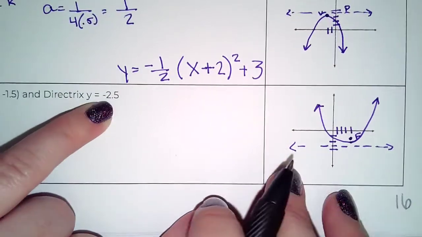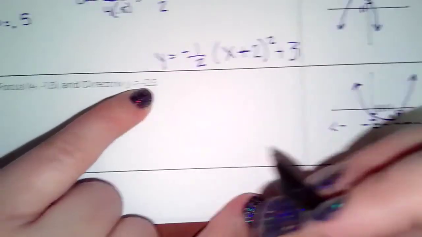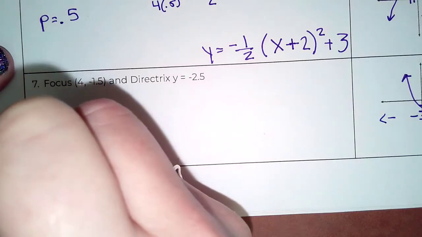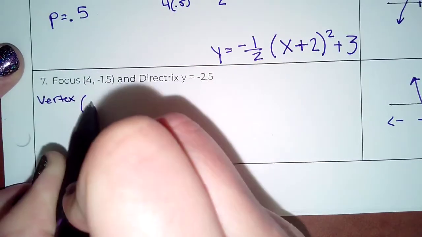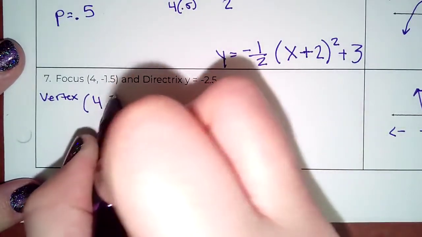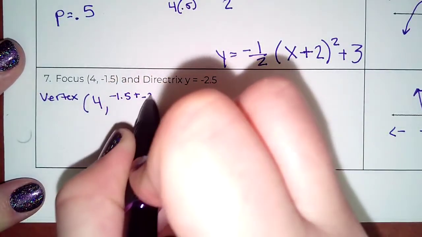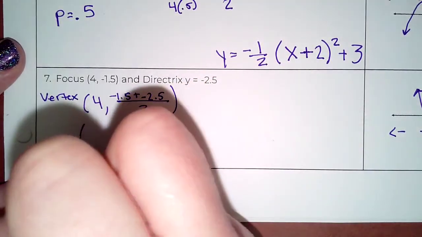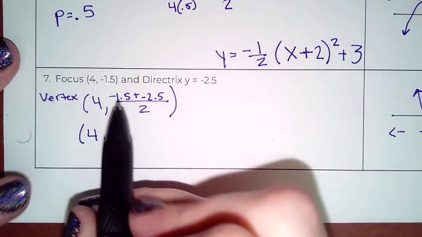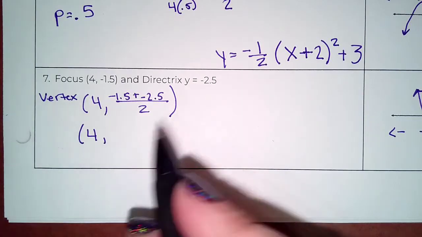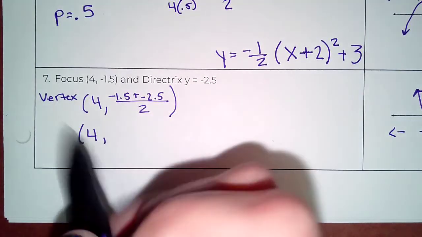Let's go ahead and calculate the vertex. My vertex would have the same x value, so 4, comma, and then I find the average of these two: negative 1.5 plus negative 2.5, over 2, finding the midpoint of those. So the vertex is 4, comma, negative 1.5 plus negative 2.5 is negative 4, and negative 4 over 2 is negative 2.